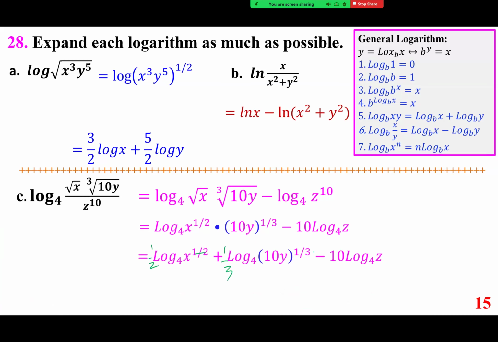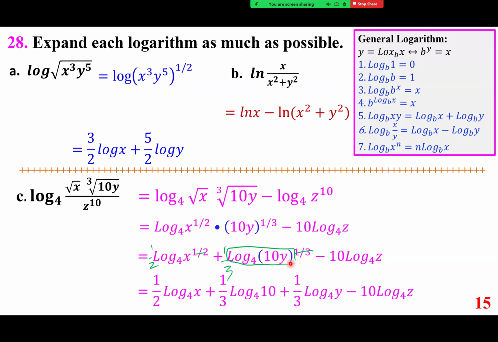Same thing here. And this one, you separate them into log 10 plus log y. So what do we end up with? 1/2 log x base 4, 1/3 of log 10 base 4, 1/3 of log y base 4, and the last one, minus 10 log base 4 of z. So this is the expansion completely.